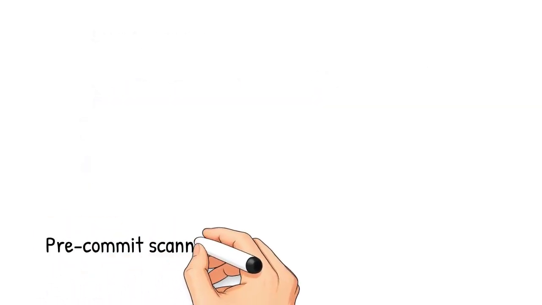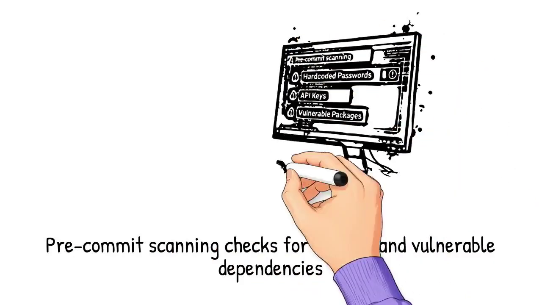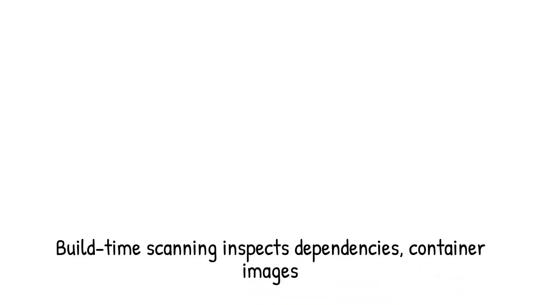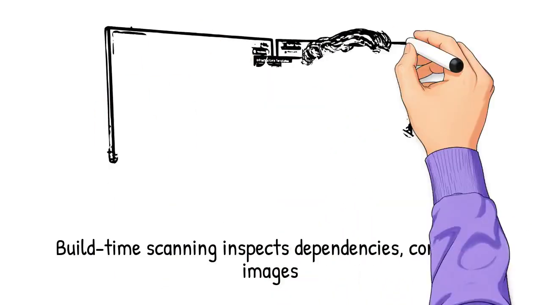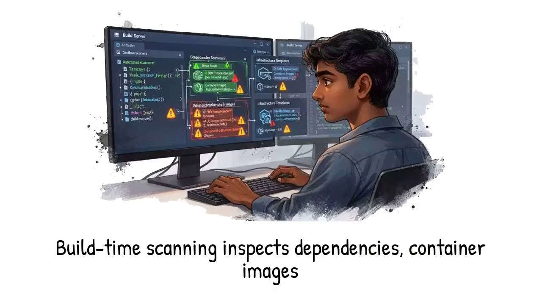In pre-commit scanning, before developers push code, tools check for hard-coded passwords, API keys, secrets, and vulnerable dependencies. This step prevents sensitive data exposure and keeps the codebase safer. During CI/CD build time, scanners inspect dependencies, software libraries, container images, and infrastructure as code templates for vulnerabilities. This step ensures security issues are caught as part of the automated build pipeline.